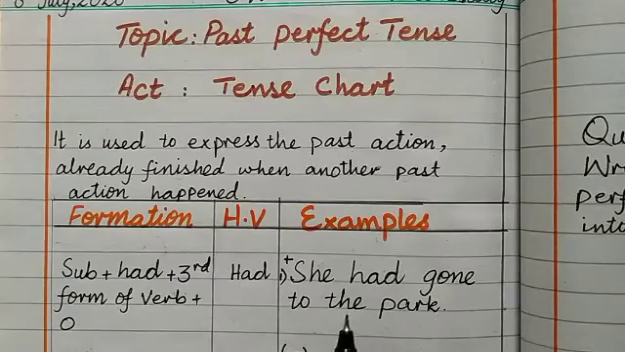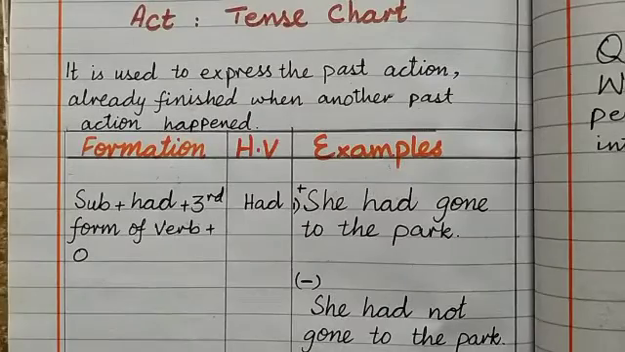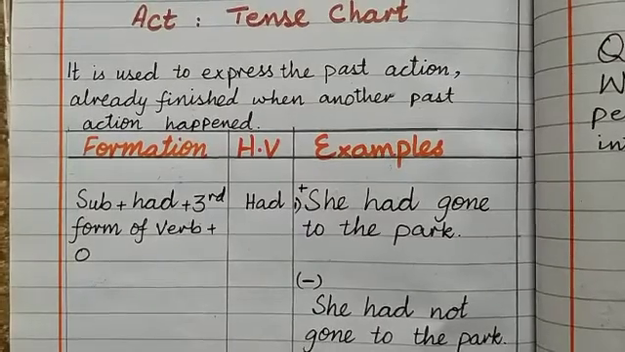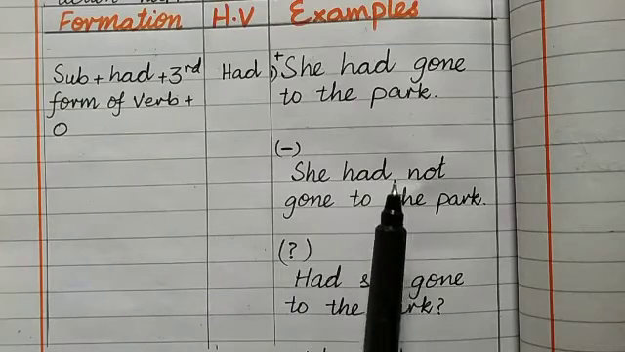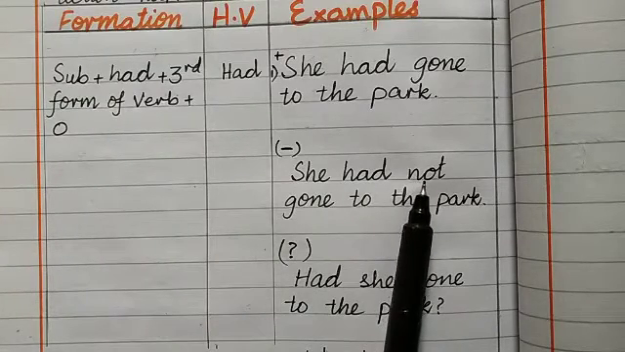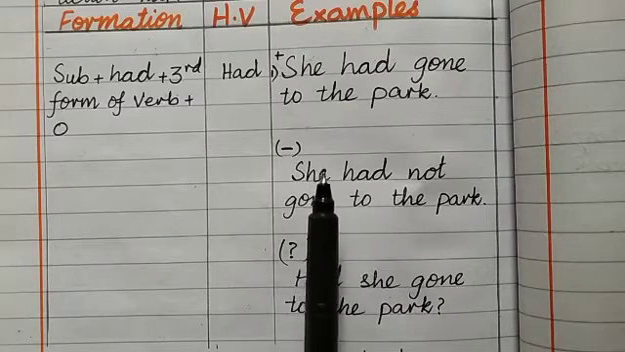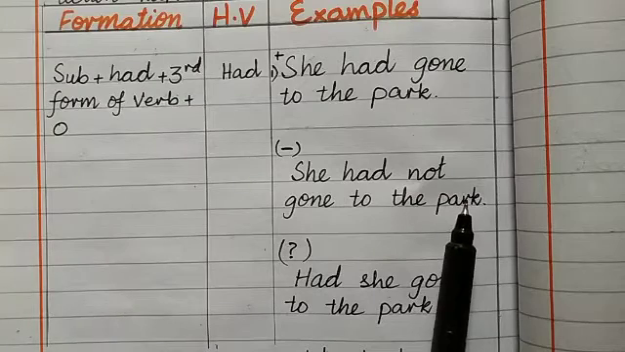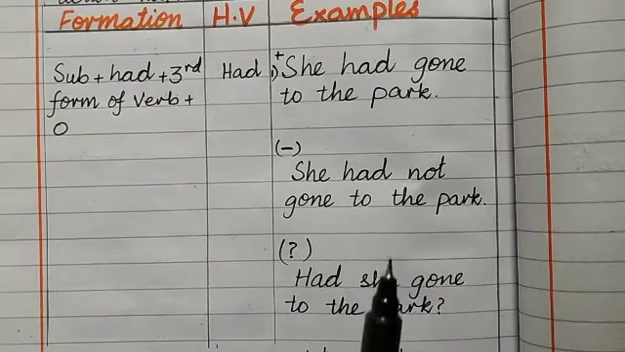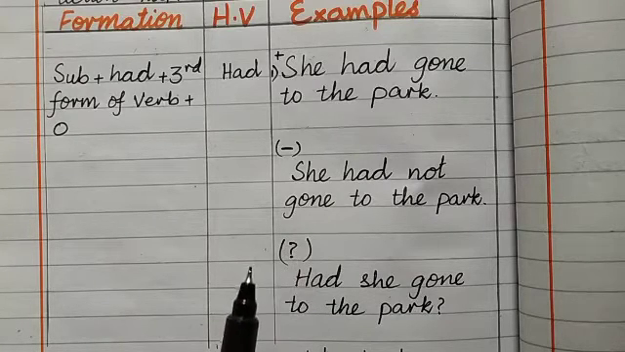Moving on, if we are going to make a negative sentence, we will simply add not after the helping verb, before the verb and after the helping verb. She had not gone to the park. It's a negative sentence.